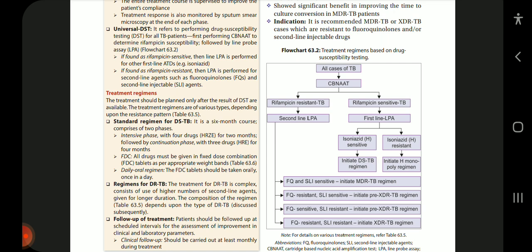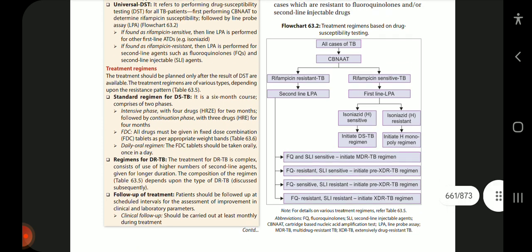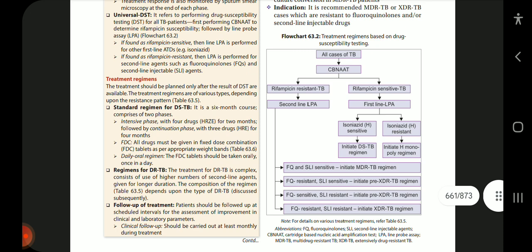Now, if the bacteria is rifampicin resistant TB, then second line LPAs are given. If FQ and SLI sensitive, initiate the MDR-TB regimen. Fluoroquinolone resistant but SLI sensitive, initiate the XDR-TB regimen. FQ sensitive and SLI resistant, initiate the pre-XDR-TB regimen, and FQ resistant and SLI resistant, initiate the XDR regimen.